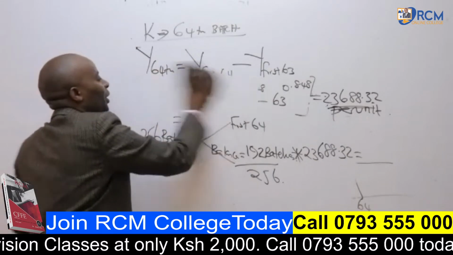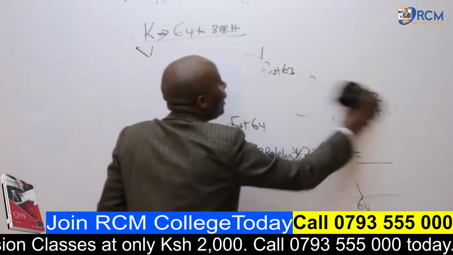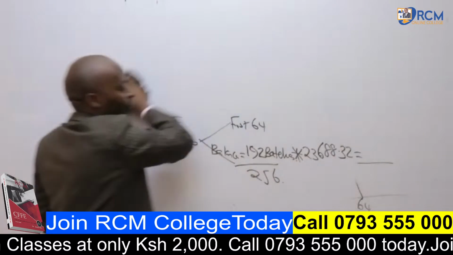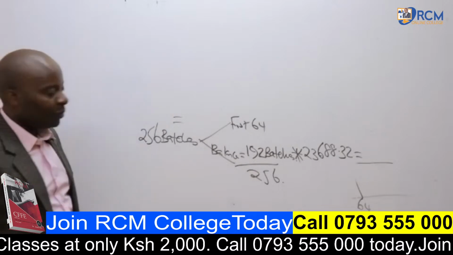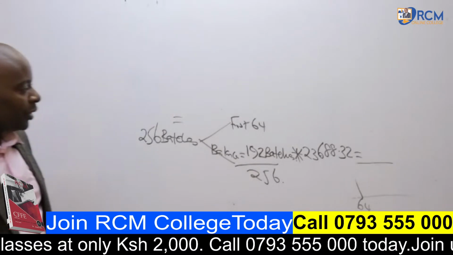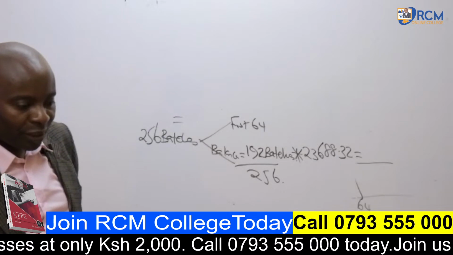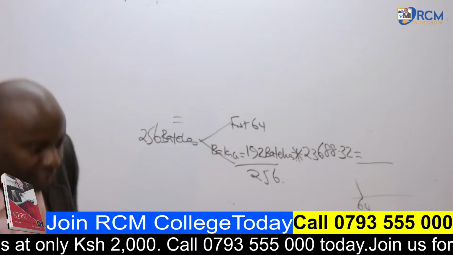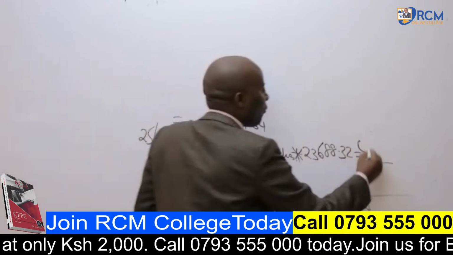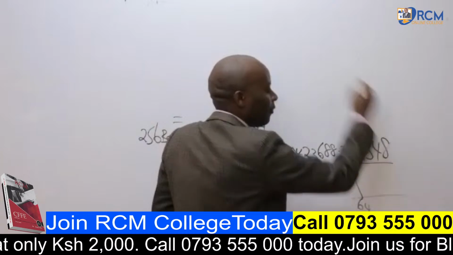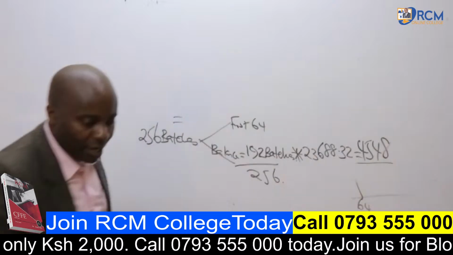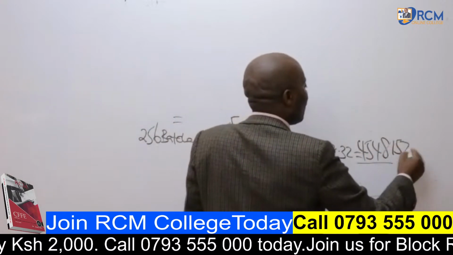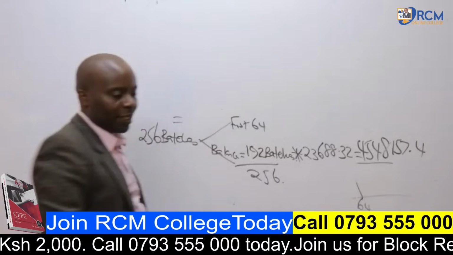We start with this stability. Give me the answer for 23,688.32 multiplied by 192. What are we going to get at the end of the day from Rose again? I can see 4,548,157.44, a figure of 4,548,157.44.